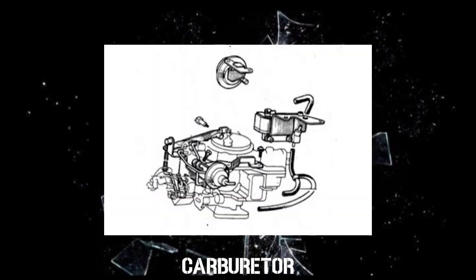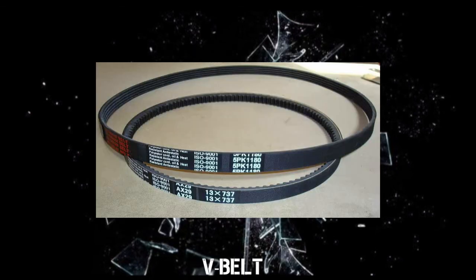18. Carburetor. The function of the carburetor is to mix air and fuel with the right ratio according to the needs and working condition of the engine. 19. V-belt. This V-belt functions to move or connect several components in the engine, such as the AC compressor, alternator, extra fan, and hydraulic power steering.